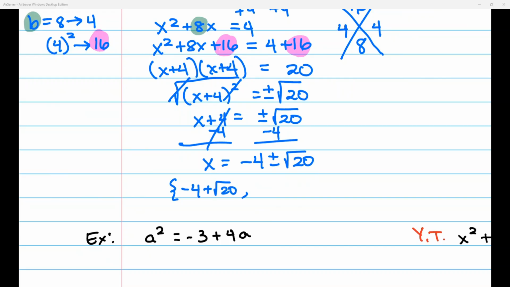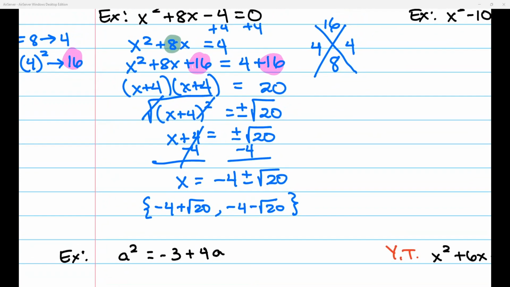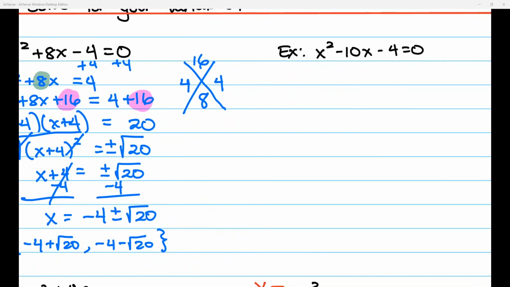And if you go through the bottom, that's going to be negative 4 minus the square root of 20 as your other answer. All right, let's go a little bit faster on the next one.